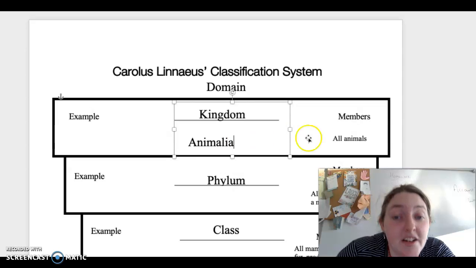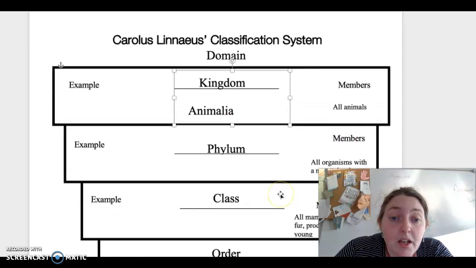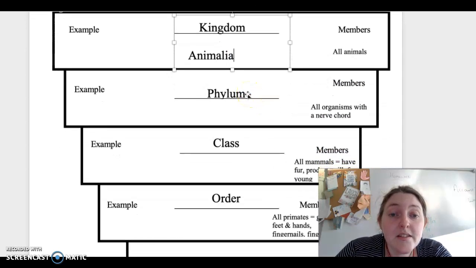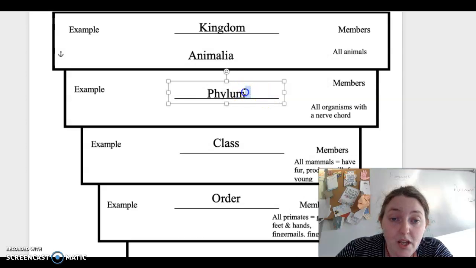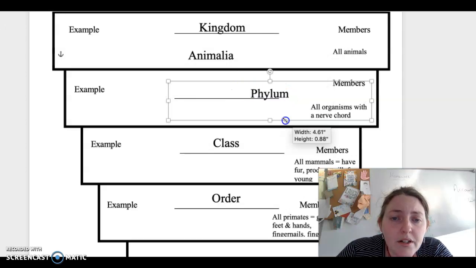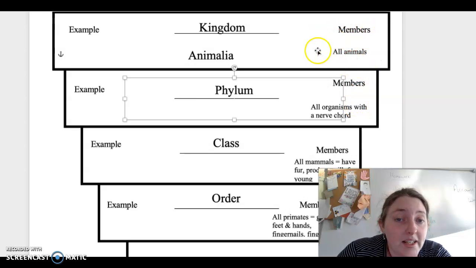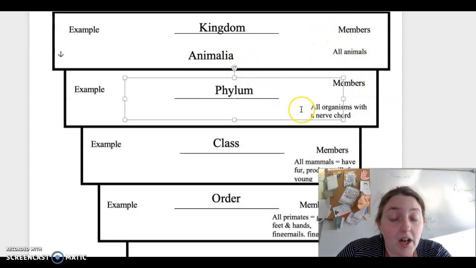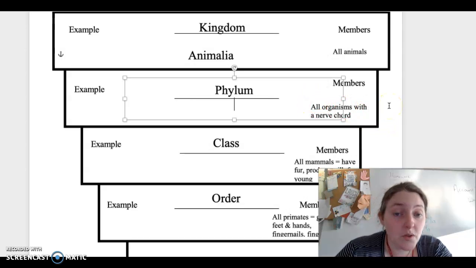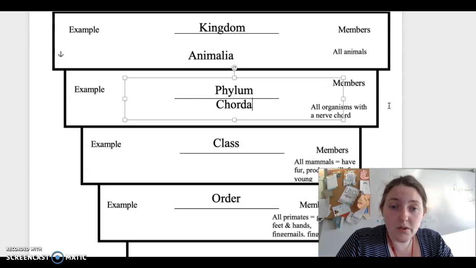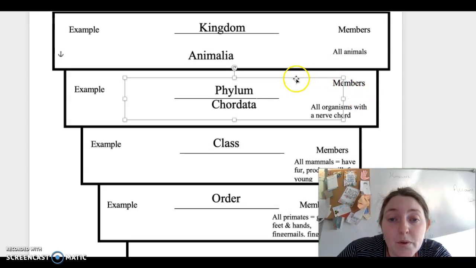Animalia. That is our kingdom. The next box down is phylum. So we're starting to get more and more specified. So our kingdom is all animals, so we call this Animalia. Our phylum name, which means all organisms with a nerve cord, is Chordata. So we're getting more specific.